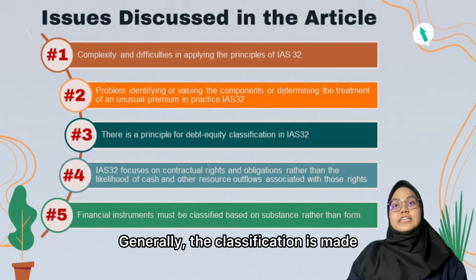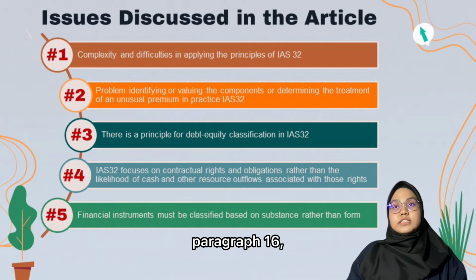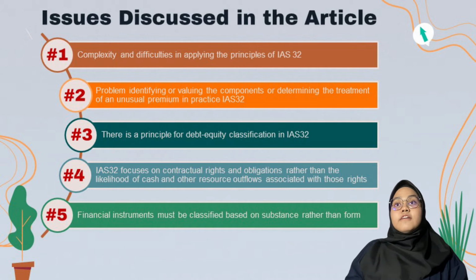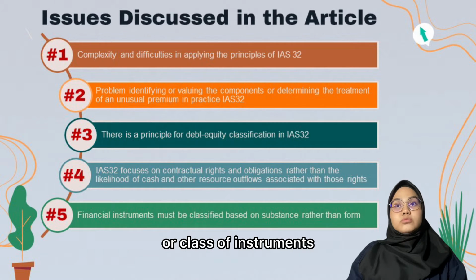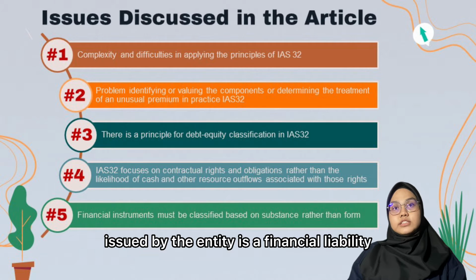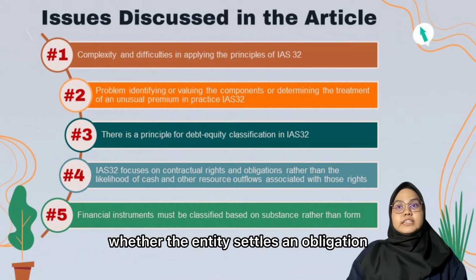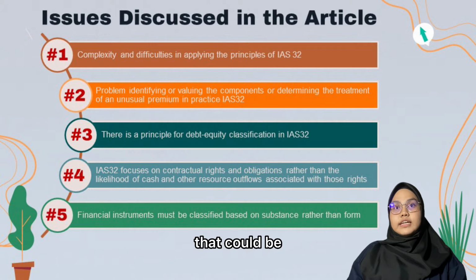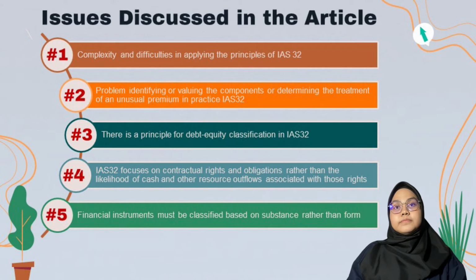Furthermore, there is a principle for debt equity classification in IAS 32. Generally, the classification is made upon initial recognition and is not changed later. Thus, according to IAS 32, paragraph 16, it involves two steps. Firstly, the entity must consider whether the individual instrument or class of instruments issued by the entity is a financial liability or equity. Second, whether the entity settles an obligation with an instrument issued by itself that could be classified as equity in isolation. According to IAS 32, the entity must consider whether the instrument is a financial liability.